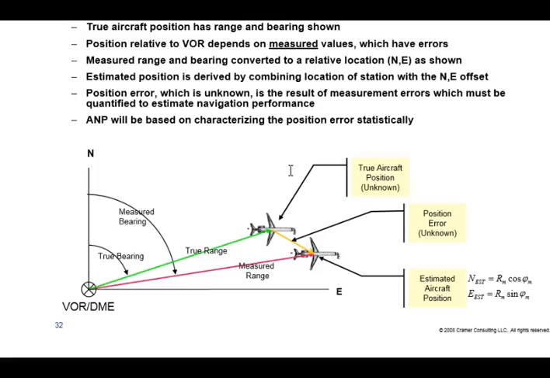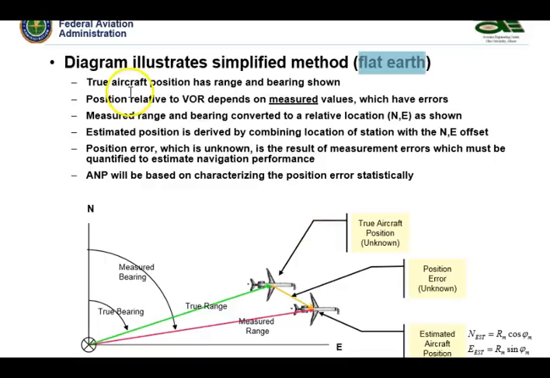There you go. Estimated aircraft position. They got to do all this math. It's based on a flat earth too. True aircraft position relative to VOR depends on measured values which have errors. Measured range and bearing converted to a relative location, north or east, as shown. Estimated position is derived from combining location of the station with the northeast offset. Position error, which is unknown, is the result of measurement errors which must be quantified to estimate the navigation performance. There you go, people.